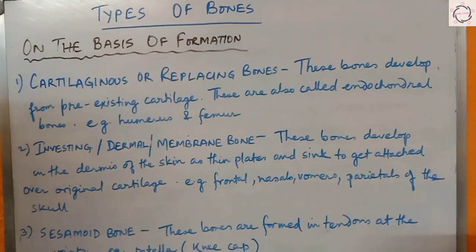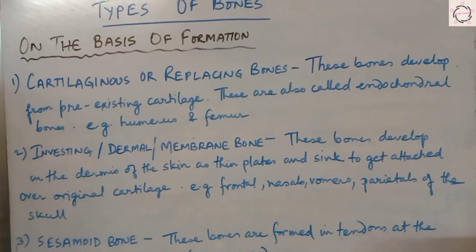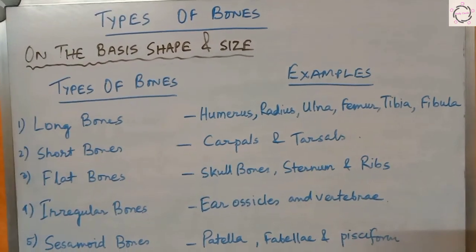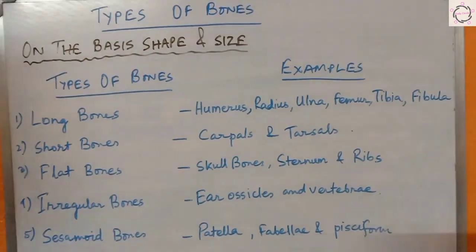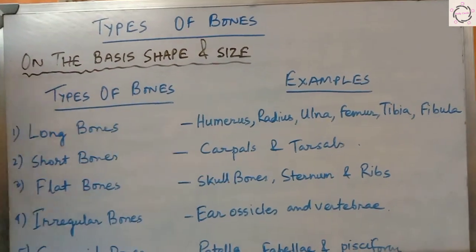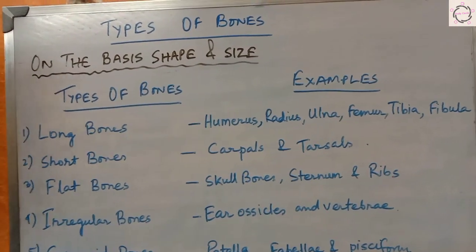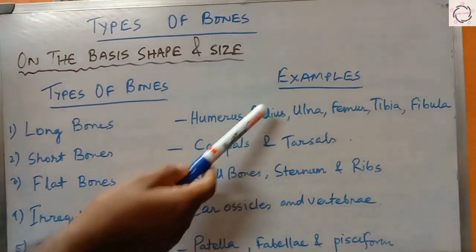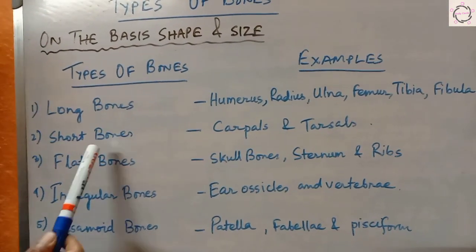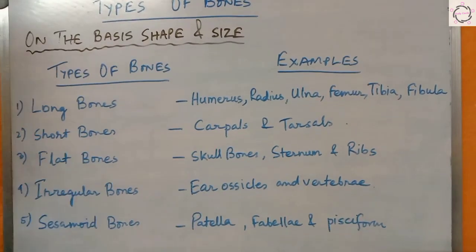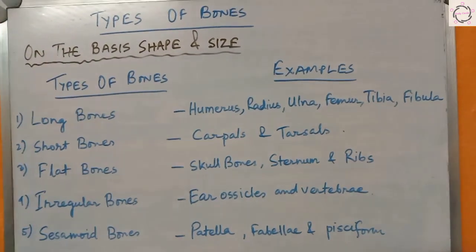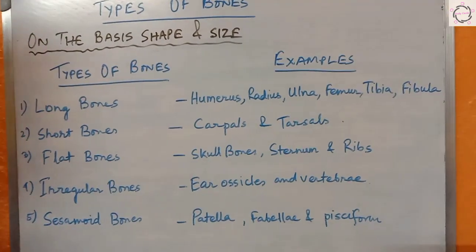Now I should discuss types of bones on the basis of shape and size. So I have written here 2 charts, types of bones and examples. So long bones, examples are humerus, radius, ulna, femur, tibia, fibula. Short bones, these are carpals and tarsals. As you know, carpals and tarsals are the small bones of the hand palm and the feet.